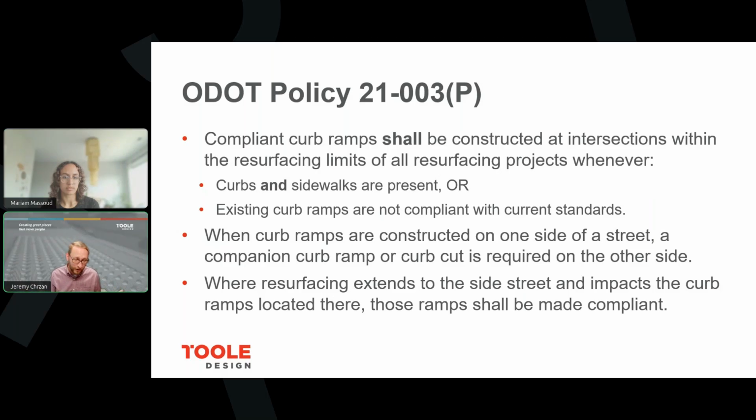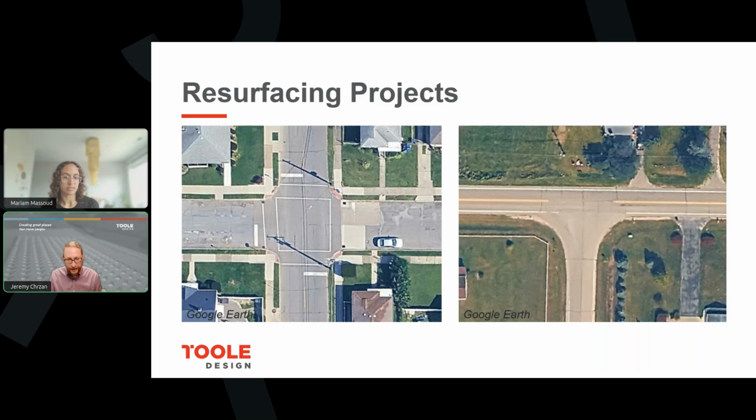And if there are curb ramps that already exist, we have to assess whether those curb ramps are already compliant or whether they need to be upgraded as part of that resurfacing project. So when we are constructing a curb ramp on one side of a street, that also means that a companion curb ramp or curb cut is required on the opposite side of the street. Essentially, if you have a curb ramp and begin a crossing, you need to be able to complete that crossing. And where resurfacing extends into the side streets and impacts curb ramps that are located there, those curb ramps also must be compliant.